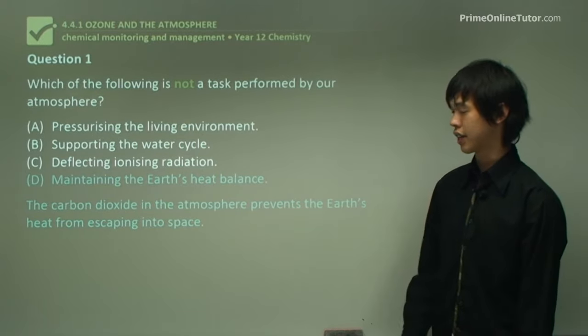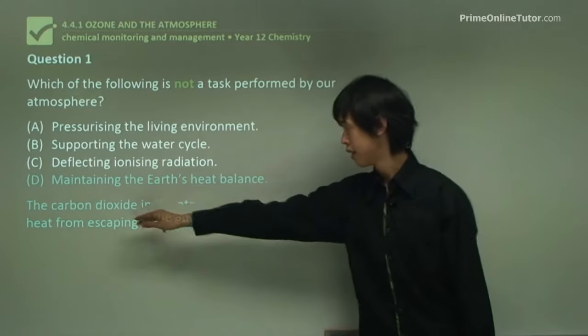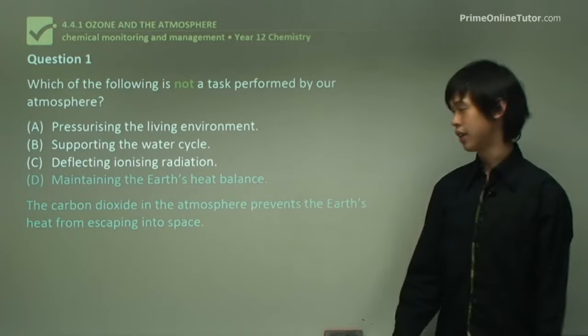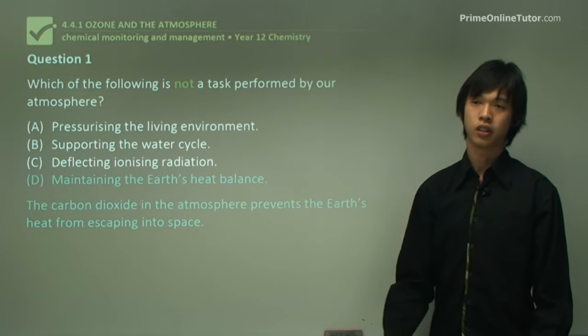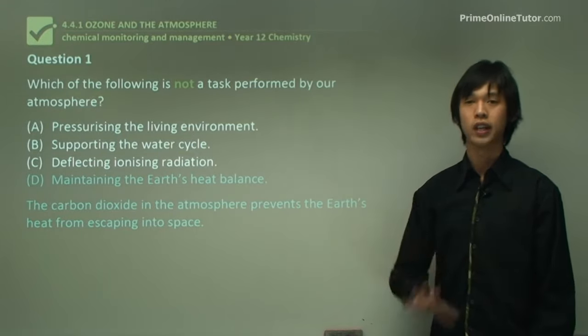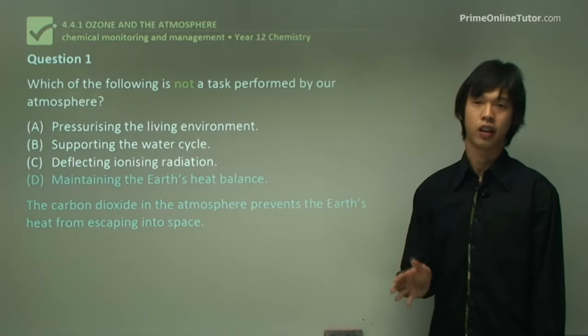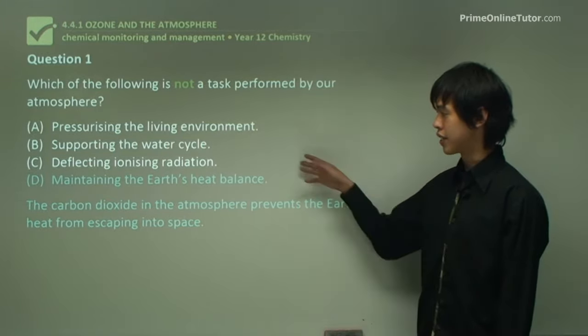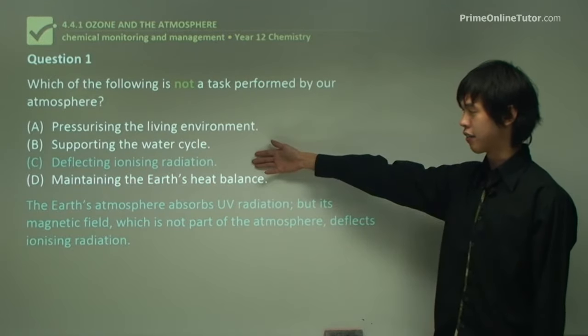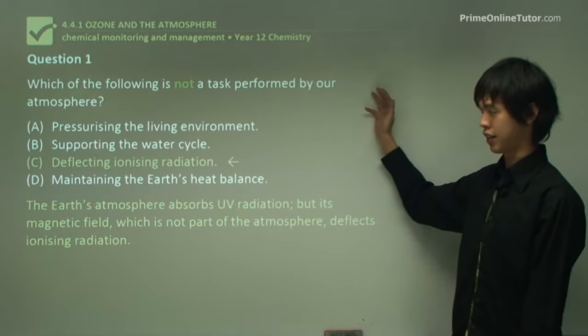And so think gases like carbon dioxide, as well as methane and water, help to prevent heat from escaping our planet, which helps to keep our temperature fairly constant over a very long geological time. So lastly, we have C, deflecting ionizing radiation, and this one is correct.